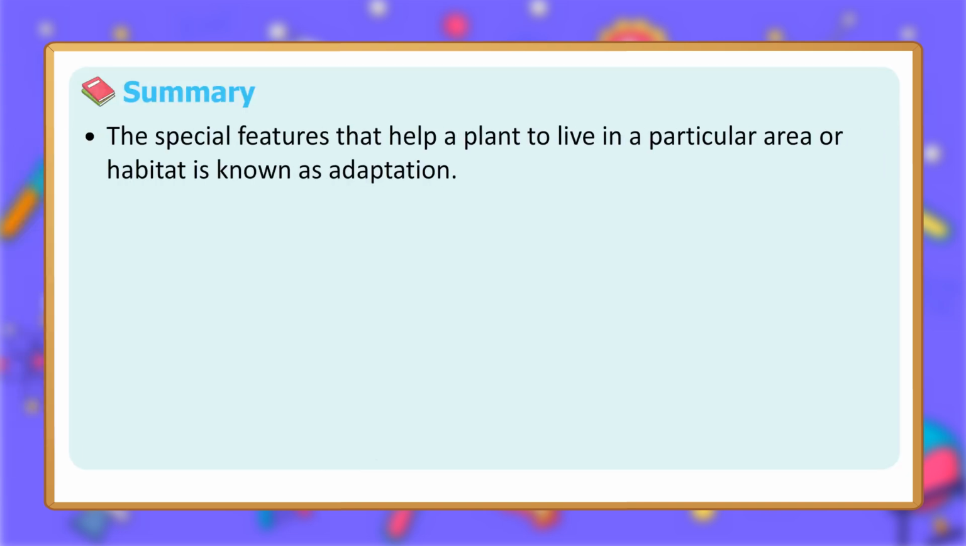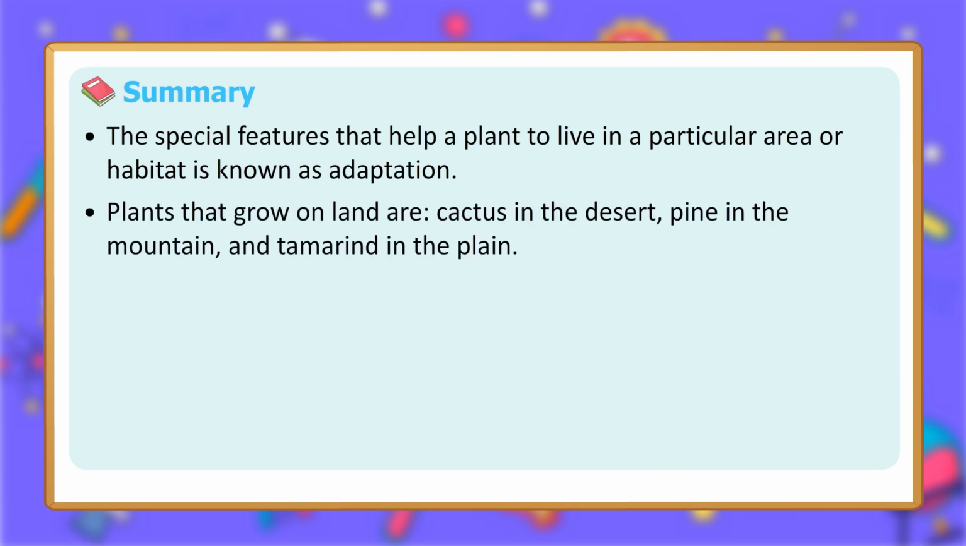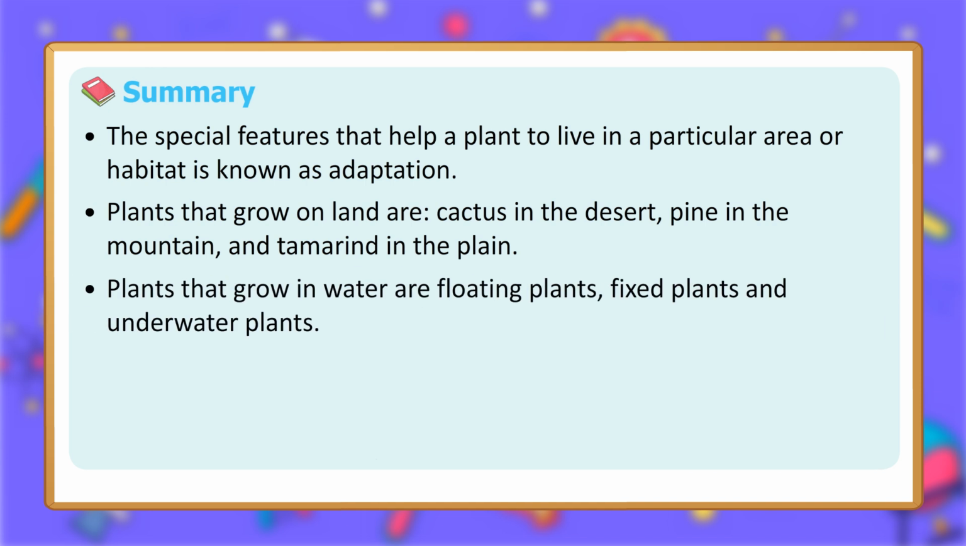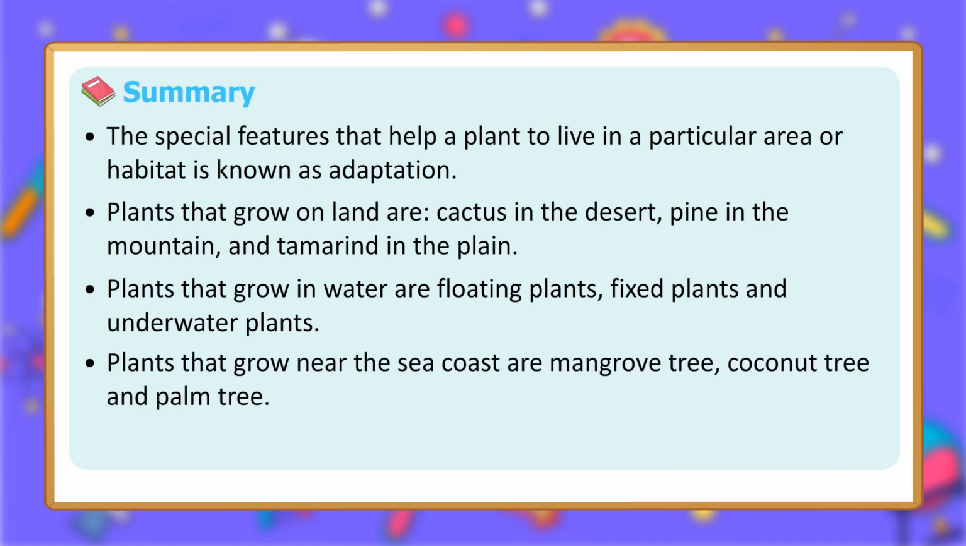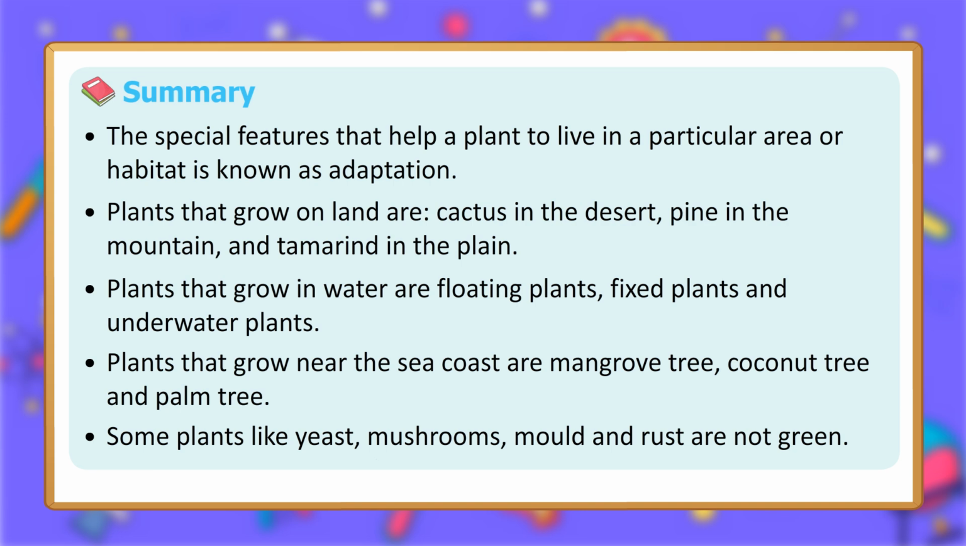Summary. The special features that help a plant to live in a particular area or habitat is known as adaptation. Plants that grow on land are cactus in the desert, pine in the mountain, and tamarind in the plain. Plants that grow in water are floating plants, fixed plants and underwater plants. Plants that grow near the sea coast are mangrove tree, coconut tree and palm tree. Some plants like yeast, mushrooms, mold and rust are not green.